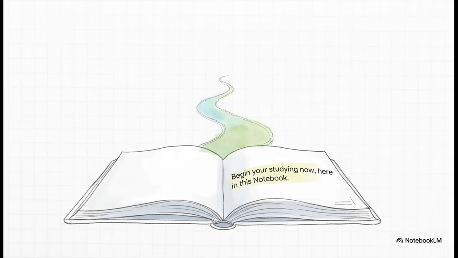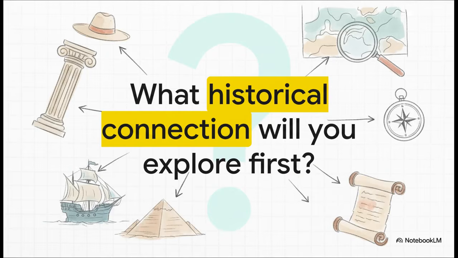So there you have it. You've got the structure, you've got the strategy, and you've got the tools right here in front of you. The only thing left to do is to dive in and get started. So let's start thinking like a historian right now. Stop asking, what do I need to memorize? And start asking better questions. What historical connection are you going to explore first? What comparison are you going to make? What chain of events are you going to trace? Your review starts not with a random fact, but with a great question. You've got this.